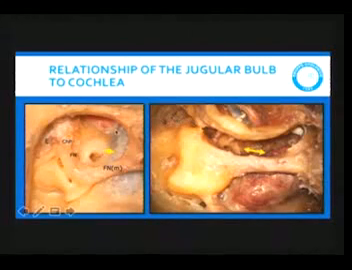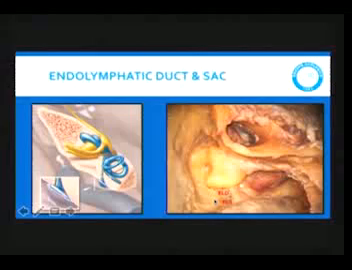The jugular bulb can be close to the facial nerve and the promontory, and can come to lie just under the facial nerve, thereby giving the surgeon a hard job. Otherwise it can stay away. There are different orientations of the jugular bulb to the cochlea and the facial nerve. This is a favorable situation, but this is not. So one has to bear in mind the jugular bulb's anatomy while performing a cochlear implant.